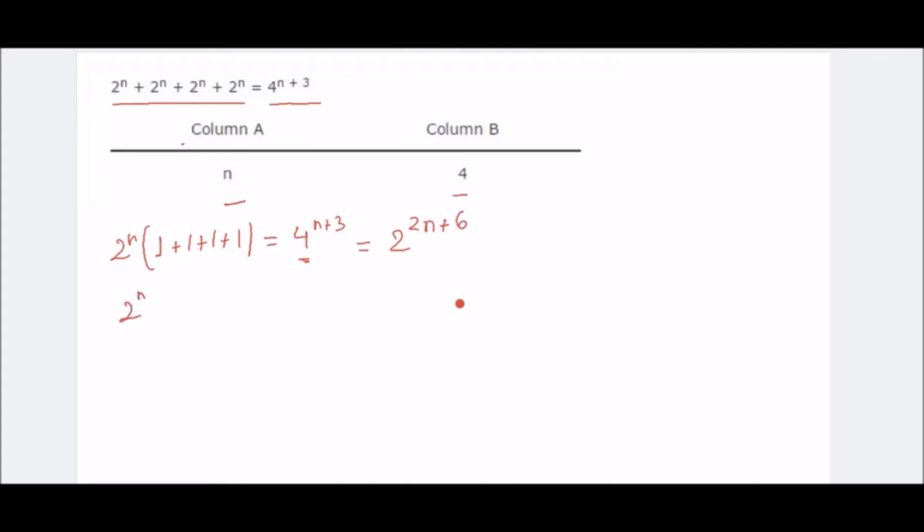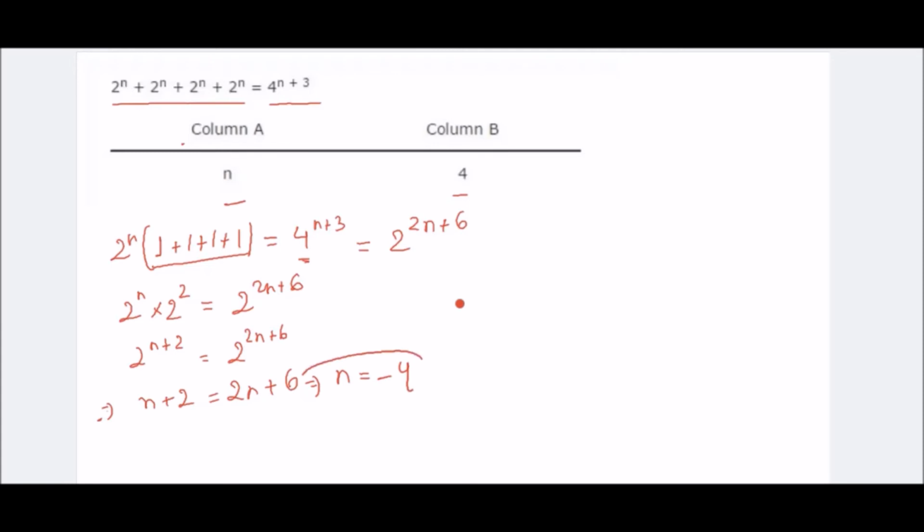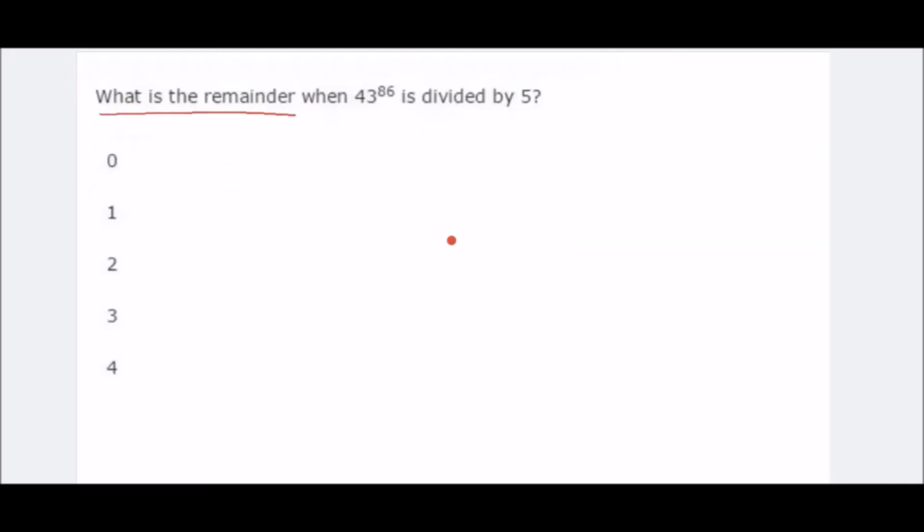So here 2 power n into 4 value, right? 4 means 2 power square, is equal to 2 power 2n plus 6, and here 2 power n plus 2 is equal to 2 power 2n plus 6, implies n plus 2 is equal to 2n plus 6. So from this we'll get n equal to minus 4. So column B will be greater than column A, and the answer will be option B. Here is our next question. What is the remainder when 43 power 86 is divided by 5?